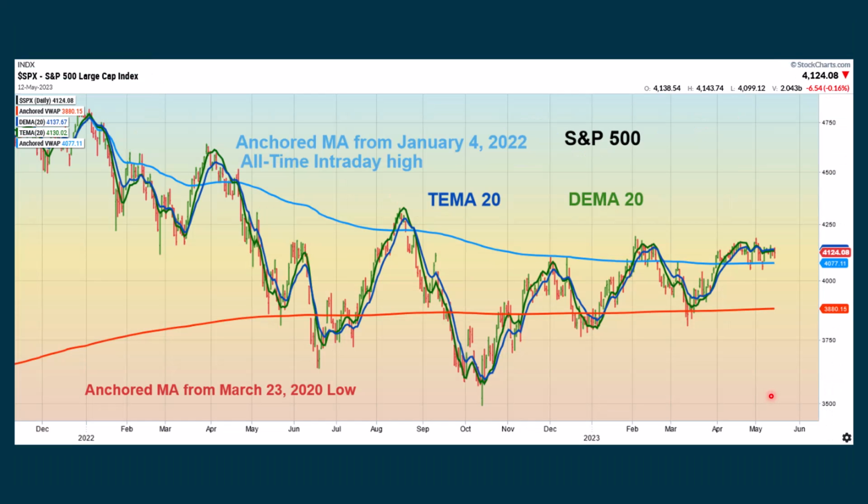We also look at a 20-period triple and double exponential moving average. Lately, I've been showing the 50-period moving average in the videos. This is the short-term trend measurement, and we're just a little bit below that level right now.